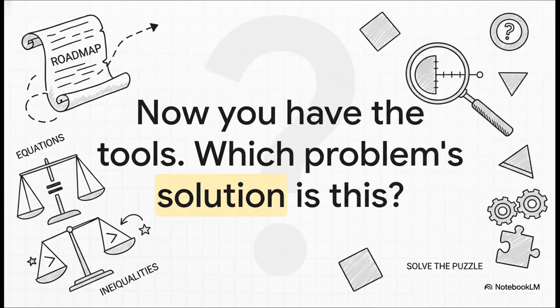So now you have the roadmap. You have the golden rule for equations, and you have the one special twist for inequalities. So my question to you is, if you look back at all the problems from our source sheet, which one of them gives you this exact picture as its answer? The tools are all yours. It's time to solve the puzzle.